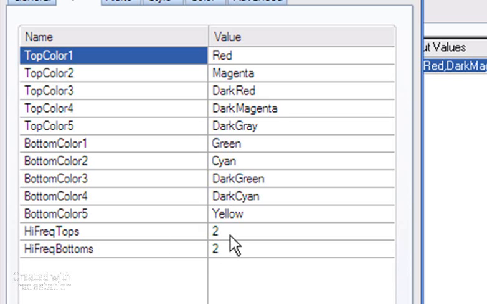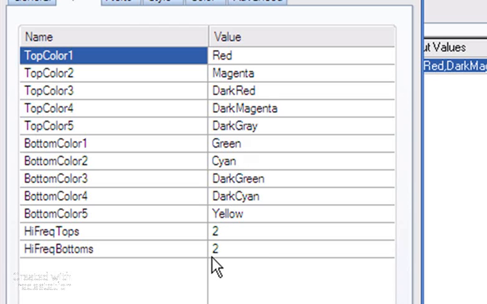So if high frequency tops, or HFREC tops, is set to 2, then we would just plot the most frequent and the second most frequent, and the same for the high frequency bottoms. If that was set to 3, we'd show the most frequent, second most frequent, and the third most frequent. And then you can determine the colors of those. So for example, for the top colors, I've set the topmost color to be red, the next most frequent to magenta, then dark red, dark magenta, and dark gray, and similarly for the bottom colors.